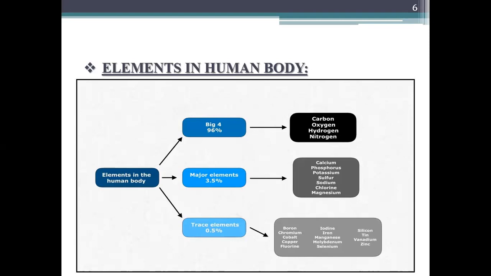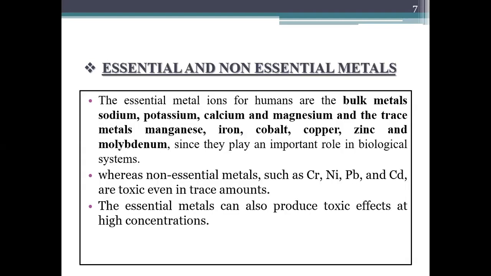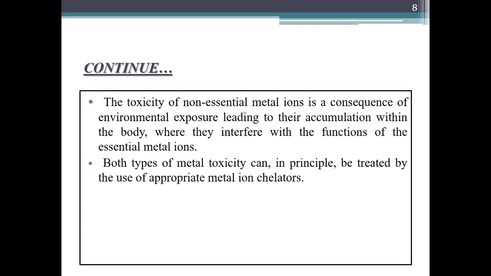Essential and non-essential metals. The essential metal ions for humans are the bulk metals sodium, potassium, calcium, and magnesium, and the trace metals manganese, iron, cobalt, copper, zinc, and molybdenum, since they play an important role in biological systems. Whereas non-essential metals such as chromium, nickel, lead, and cadmium are toxic even in trace amounts. The essential metals can also produce toxic effects at higher concentrations.